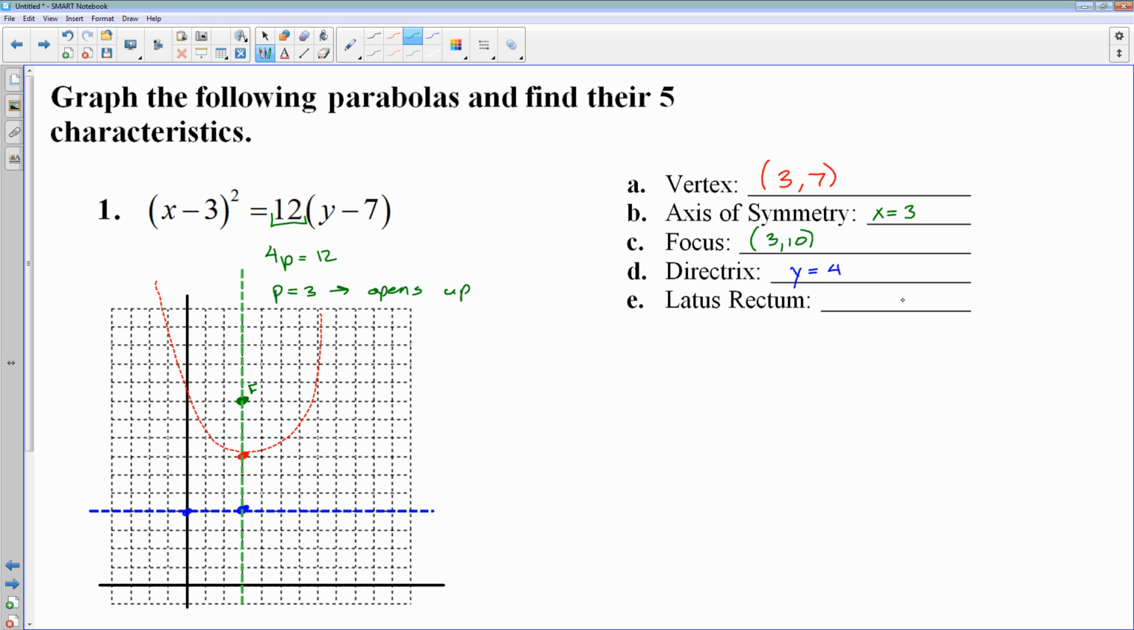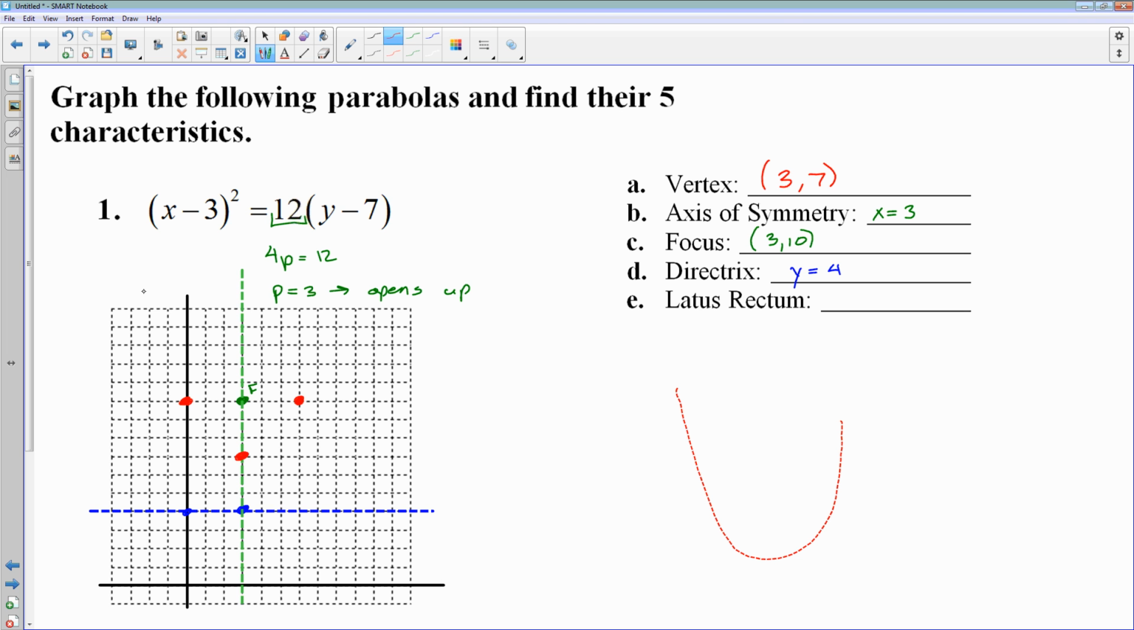And then the last thing I need to find is the latus rectum. And this is where I'm going to get rid of my original graph. My latus rectum, remember, tells you the width at the focus. If my p is 3, then I need to move 3 units to the right and 3 units to the left of my focus. Now I've got 3 points, and this is going to give me a good idea of how wide my graph is.